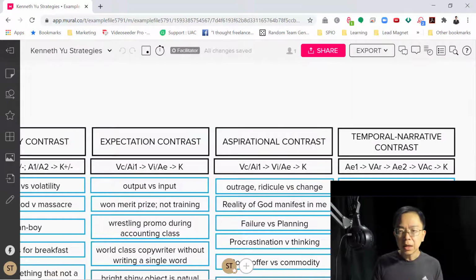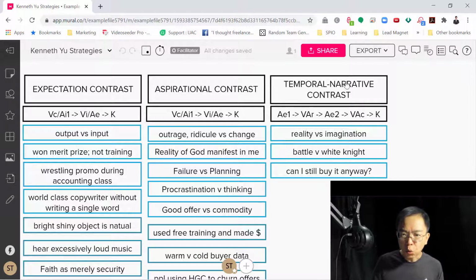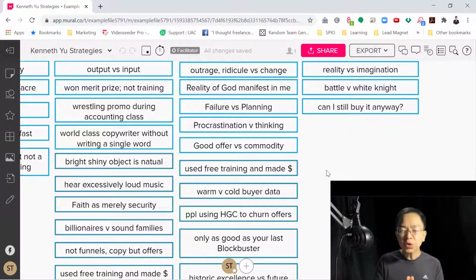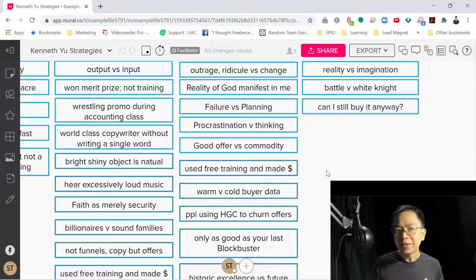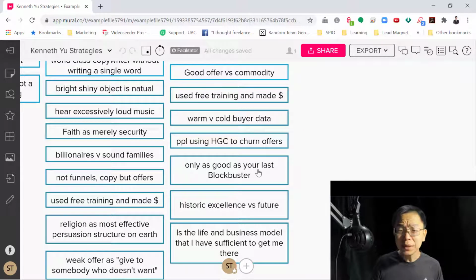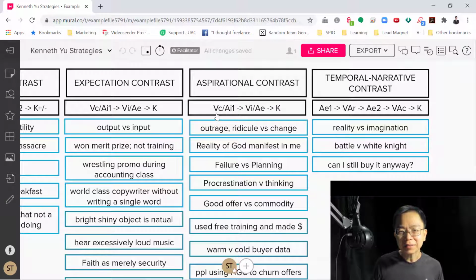Just remember, a contrast effect in one of these categories could also create a contrast stacking effect on another category. And my suspicion is, if you can create a contrast statement that covers all 10 categories, that will be a very, very powerful statement to make. You're only as good as your last blockbuster, which is, here's my last blockbuster, and here's my future.